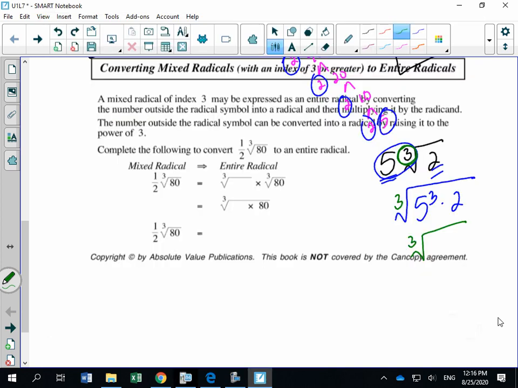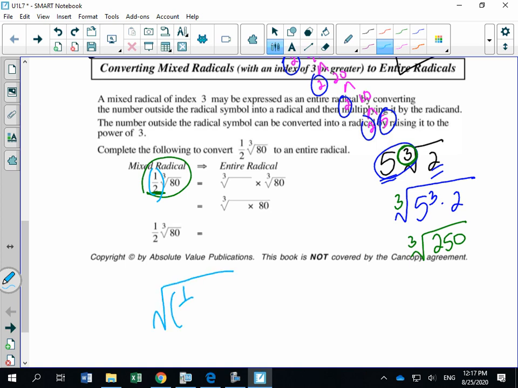Which is 250. So the third root of 250. Okay, let's do the one they gave us. Let's go backwards for this radical. So that 1/2 is a fraction. I'm putting that guy in a bracket. Then I need to get that underneath a radical sign.